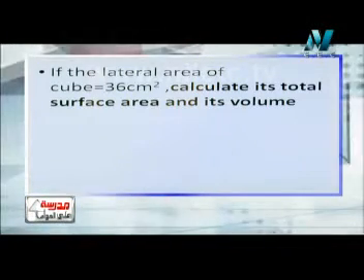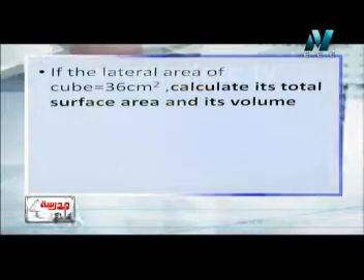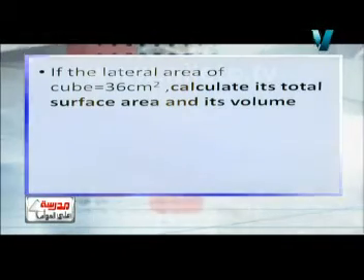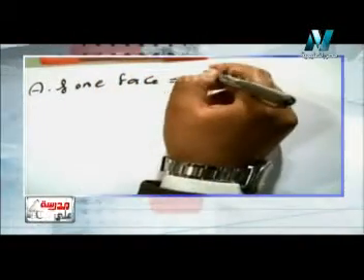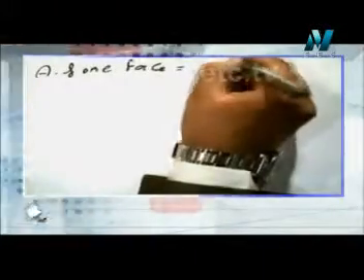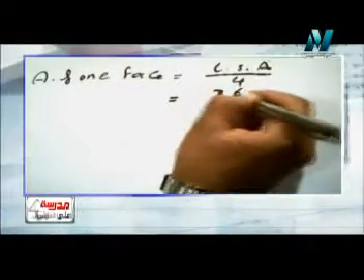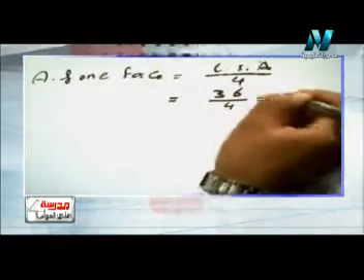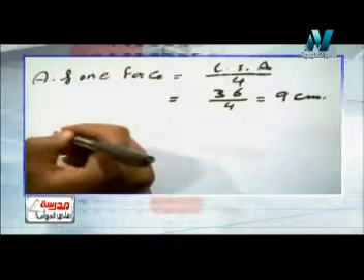If the lateral area of a cube equals 36 centimeter square, then the area of one face equals the lateral surface area divided by 4, which equals 36 divided by 4 equals 9 centimeters square. We have the area of one face.